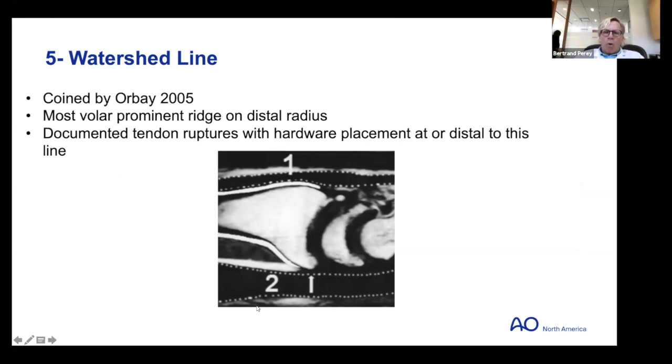It's the most volar portion of the distal radius. It was coined by Orbe in 2005. We've come to understand this critically now, that if a plate is applied distal to this line, your chance of flexor tendon ruptures goes up dramatically, especially if that volar tilt is not corrected. So if your plate's placed distally and your volar tilt's not corrected, you have some element of dorsal tilt, the tendons can fray in this area. So beware of the watershed line, understand where it's at.